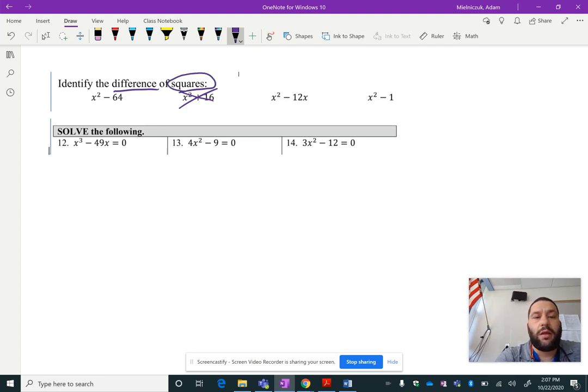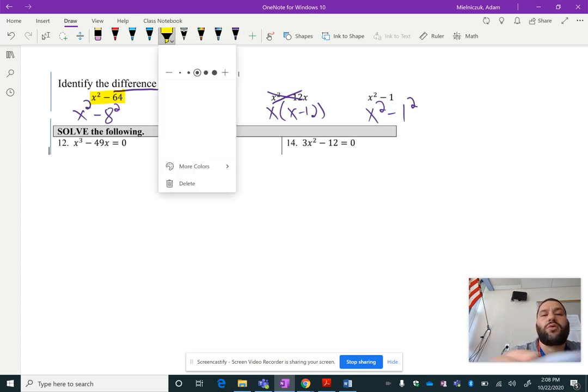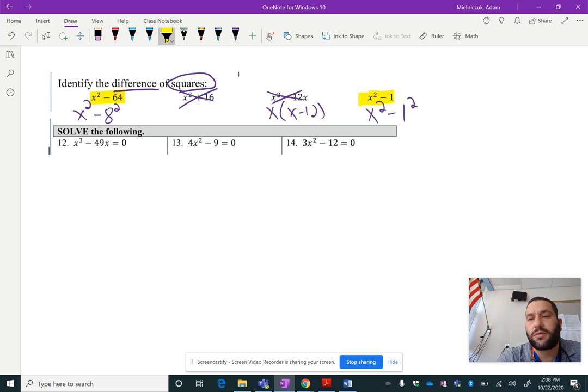Okay, well, let's look at the first one. We have an x squared. Can we rewrite 64 as something squared? Yes, 8 squared. So we can say that x squared minus 64 is one. What about the next one? Well, I can pull out an x, leaving me with x take away 12. It's factored, but not a difference of squares. What about the last one? Can I rewrite this as x squared take away 1 squared? Well, 1 squared is 1, so that would work. Here's our second difference of squares.